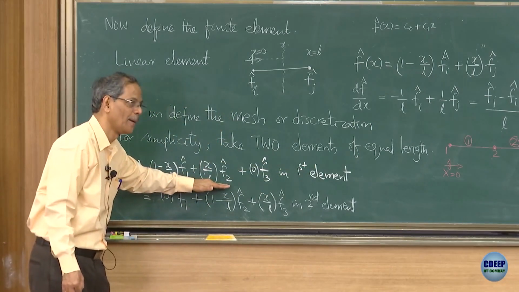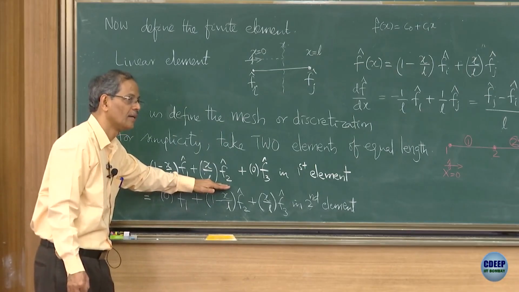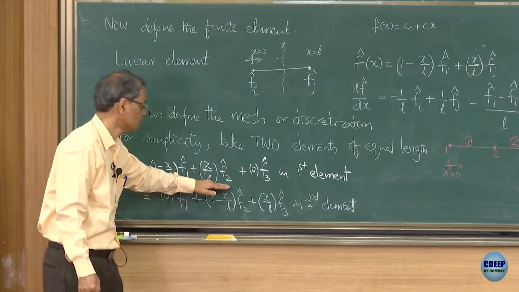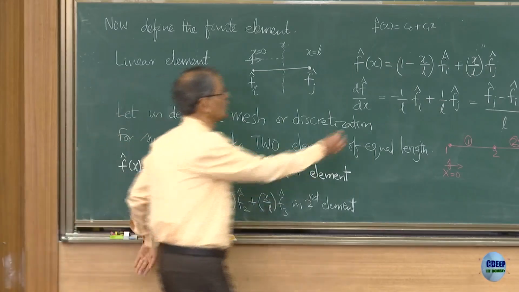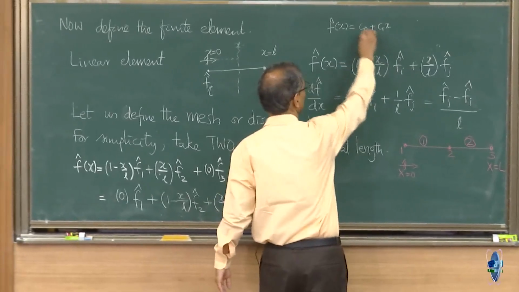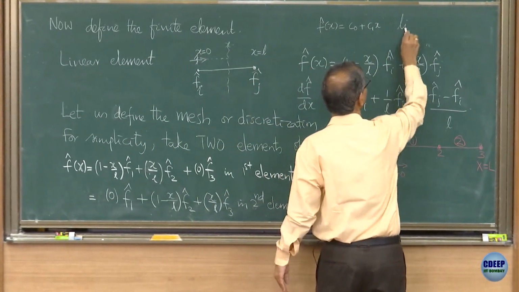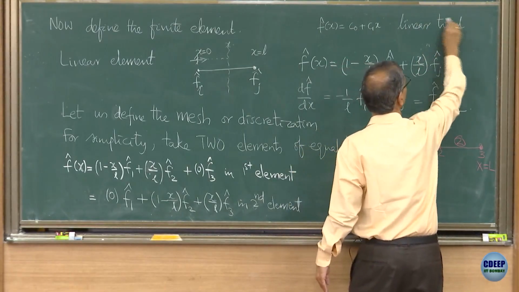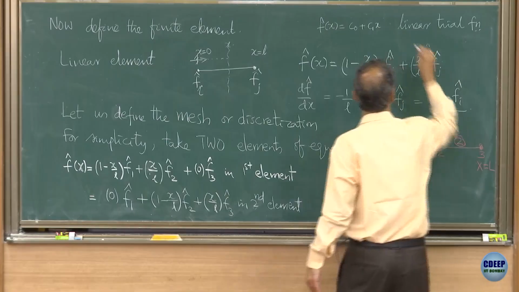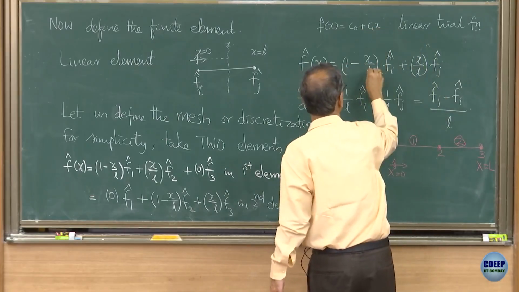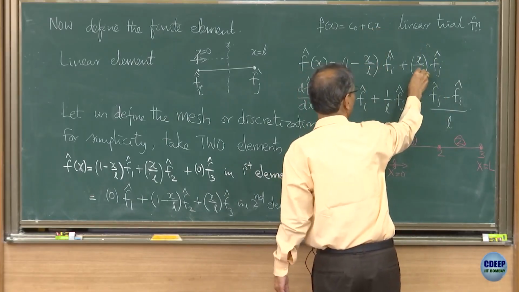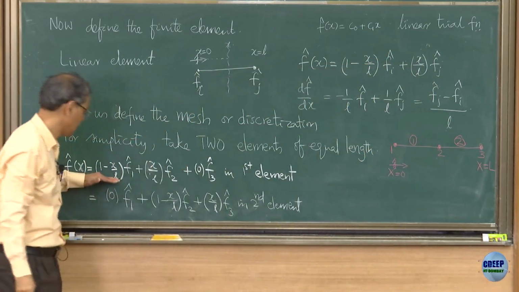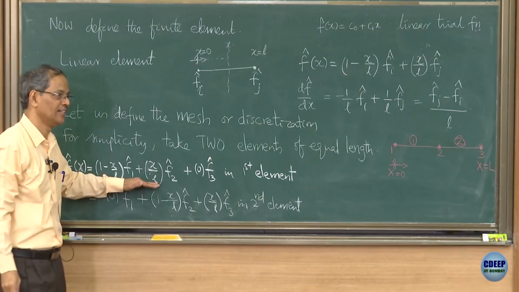So how did you get those values, like 1 minus x by L? Pardon me? That is what I got here, from a linear approximation. If you assume a linear trial function, this is how you would get it. Then, assuming linear, I get this for f of x in the first element.